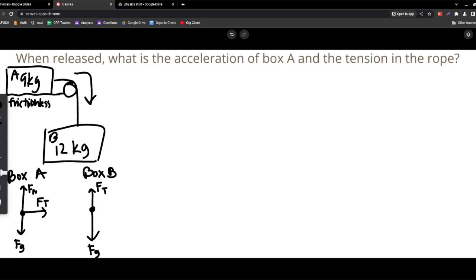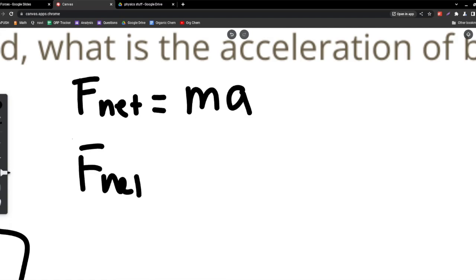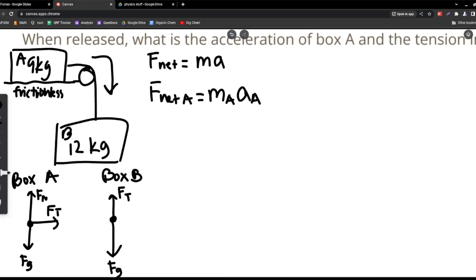Alright, so we're going to be using Newton's second law. If you remember what that is, it's F net equals ma. And box A and box B are going to have different net forces. So for box A, F net A equals mass of A times acceleration of A. And if we look back here at box A, the normal force and gravitational force are just going to balance each other out because there is no acceleration in the vertical direction.